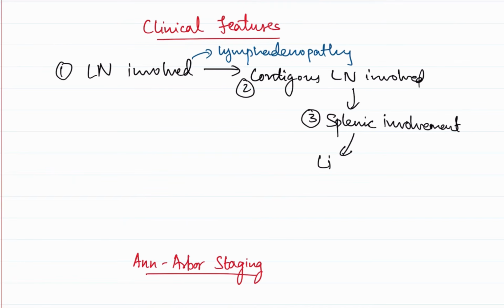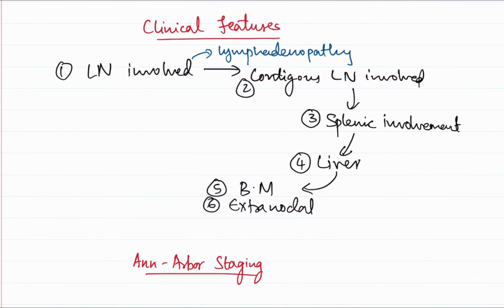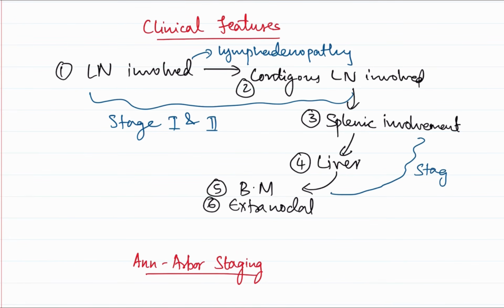And then the liver will be involved, so there will be hepatic lymph node involvement. And finally, in the last stage, the bone marrow and the extranodal involvement. Extranodal involvement is very rare, and will be seen in the final stage. Now, the staging is what we use for staging of the lymphoma. The lymph node involvement is usually in stage 1 and 2, and the splenic and liver involvement will include stage 3 and 4.